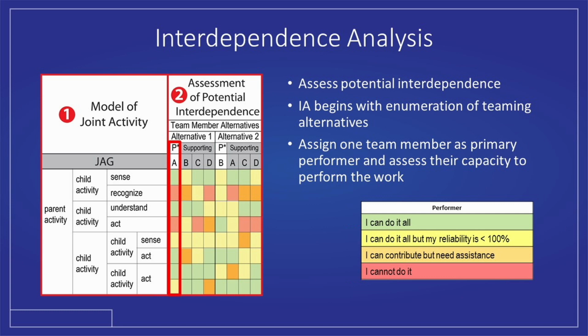This categorization provides a general characterization of the performer's ability to do the work and also where the performer might need help from a teammate. Yellow and orange indicate brittleness in their work, and red indicates a lacking capability.